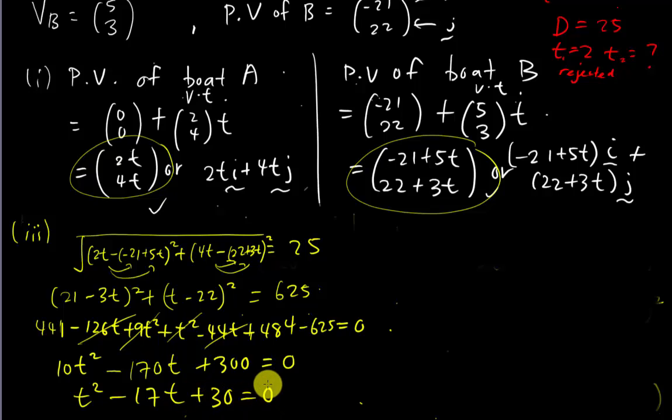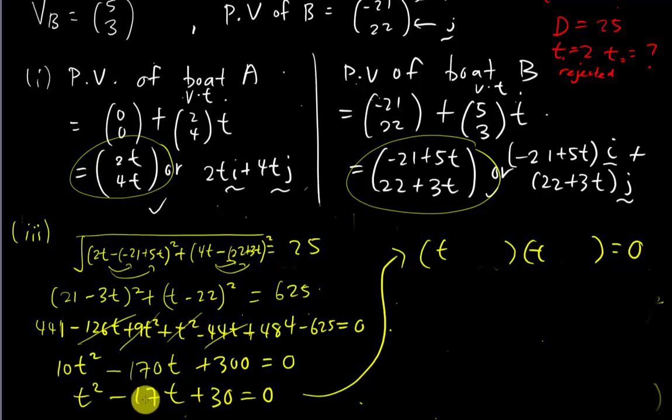And this number is considered small, and then I will factorize this one to get my t value. This is t squared, t times t. In order to get 17, 30, I will use 15 times 2. Both are minus. So over here, t I will get 15. This one, t I will get 2.